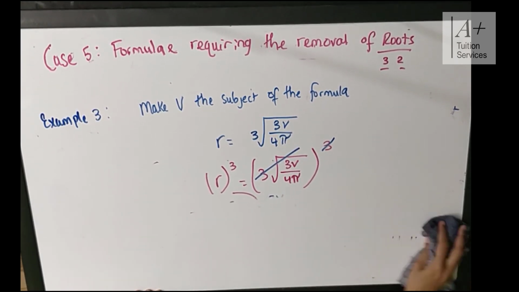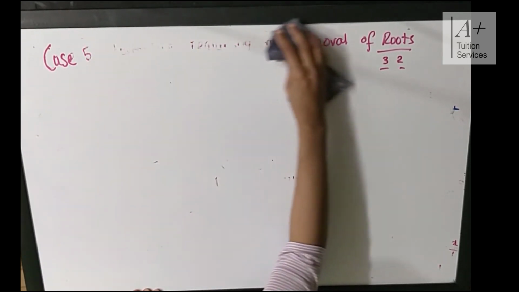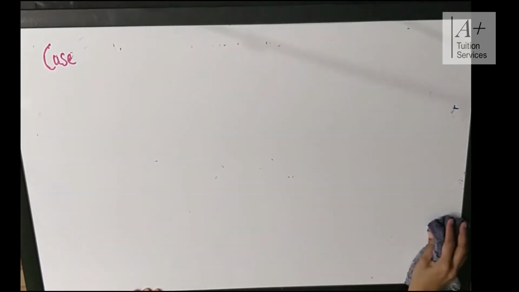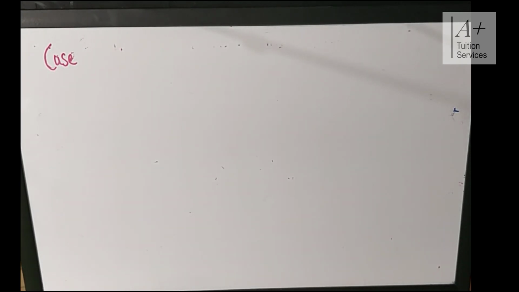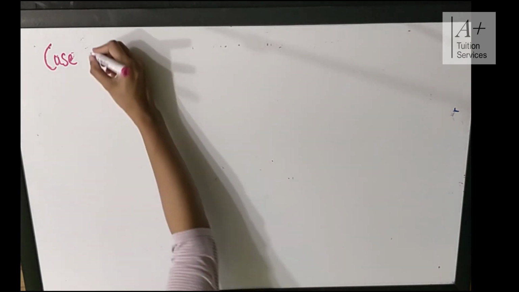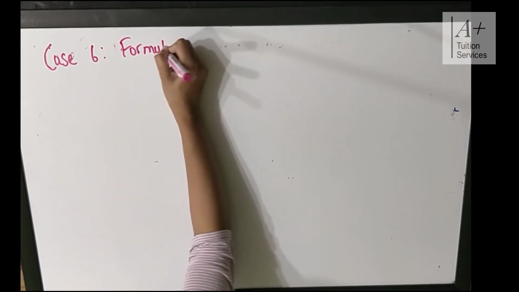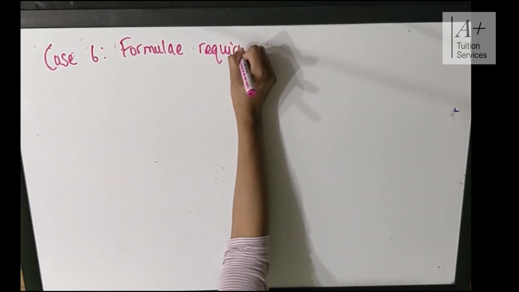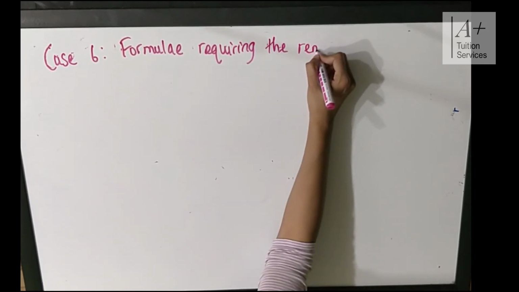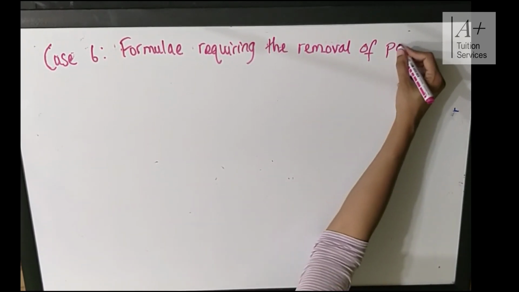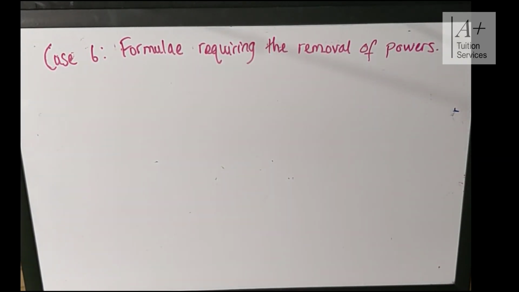So I'm just going to erase the board. So case 6 deals with the removal of powers. Formulae requiring the removal of powers. Right. So we have powers. You know, when we have a half squared, so forth, we have powers. So this is easy to figure out once we know the rule, and I'll write the rule.